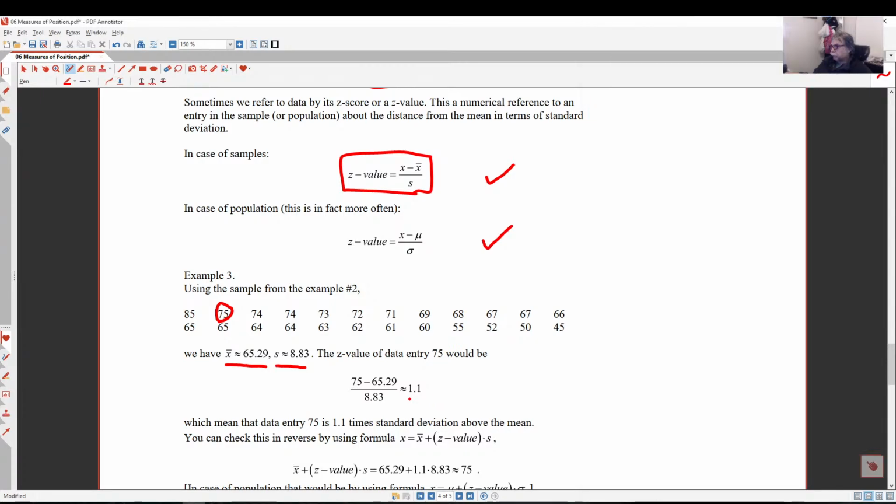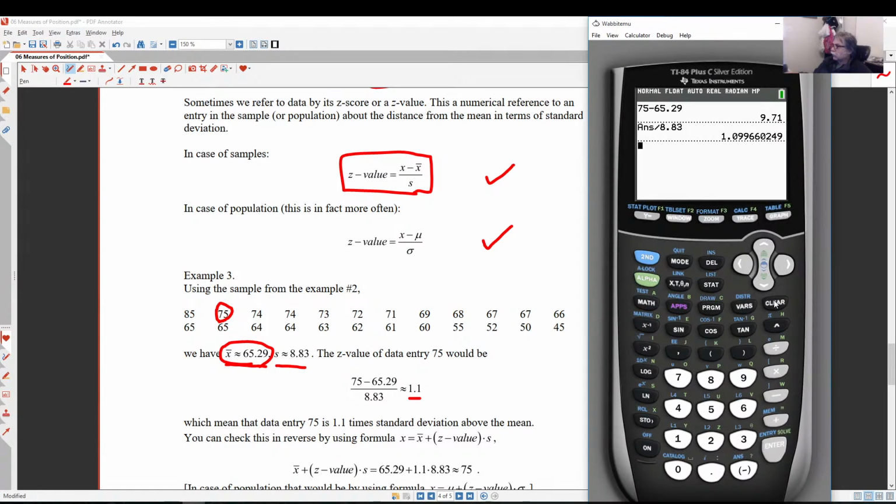What does it tell you? It tells you how many standard deviations you're above the mean of the sample. The mean of the sample, the average height of the group of 24 students, is 65.29 inches. And the student whose height is 75 inches is 1.1 standard deviations above the average height of the class. So if you multiply the standard deviation by 1.1 and add it to the mean, you get 75. You can check that with your calculator, of course. That's just a reverse of the formula.